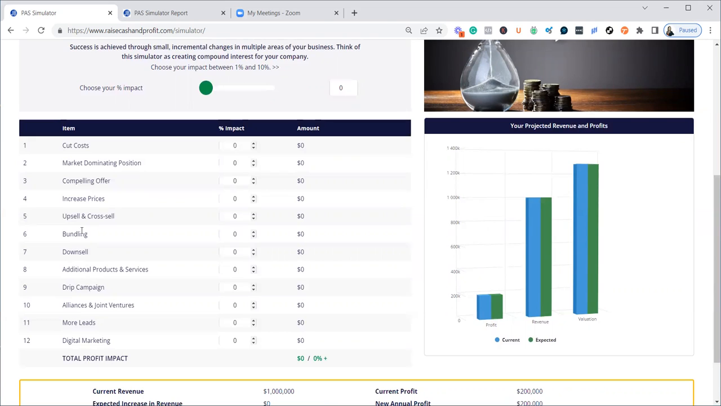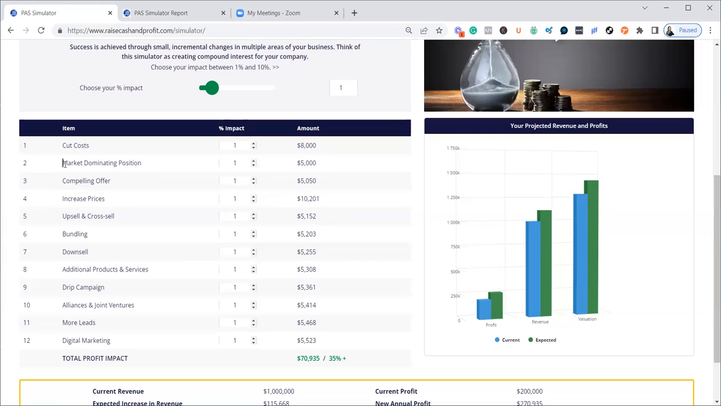Let me explain some of these numbers. So we will take 1% of the impact for the easier calculation. Let's look at the first line, which is cut costs. The 20% net profit margin on the revenue of $1 million means that we have $800,000 as expenses. The 1% impact will be $8,000. This is not a revenue increase, but profit impact.